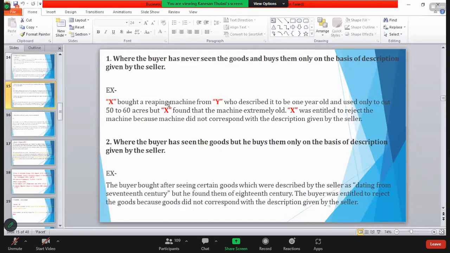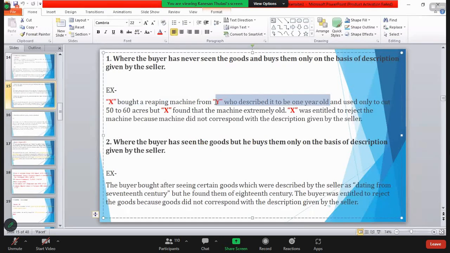See this example. X bought a reaping machine from a seller who described it as 1 year old. The seller said the machine had already been used for 1 year and had only cut 50 to 60 acres. X bought that machine because of the description given by the seller, relying on the seller's skill, judgment and word. But X found the machine extremely old. The seller had said it was only 1 year old, but after buying it, X found it was very, very old. X was entitled to reject the machine because it did not correspond to the description.